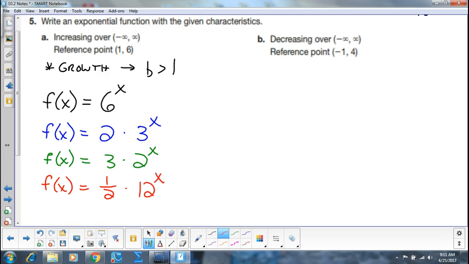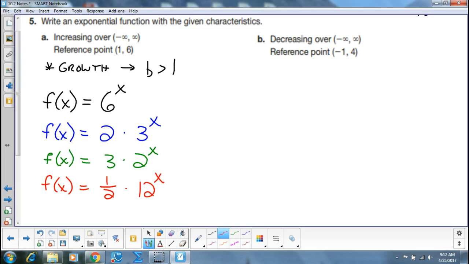All of those functions have a reference point or a common point of 1, 6. If you plug 1 in for x into all 4 of those functions, you get an output of 6. Okay. Part B, decreasing over the interval negative infinity to positive infinity. What does that mean to us in finding the function?